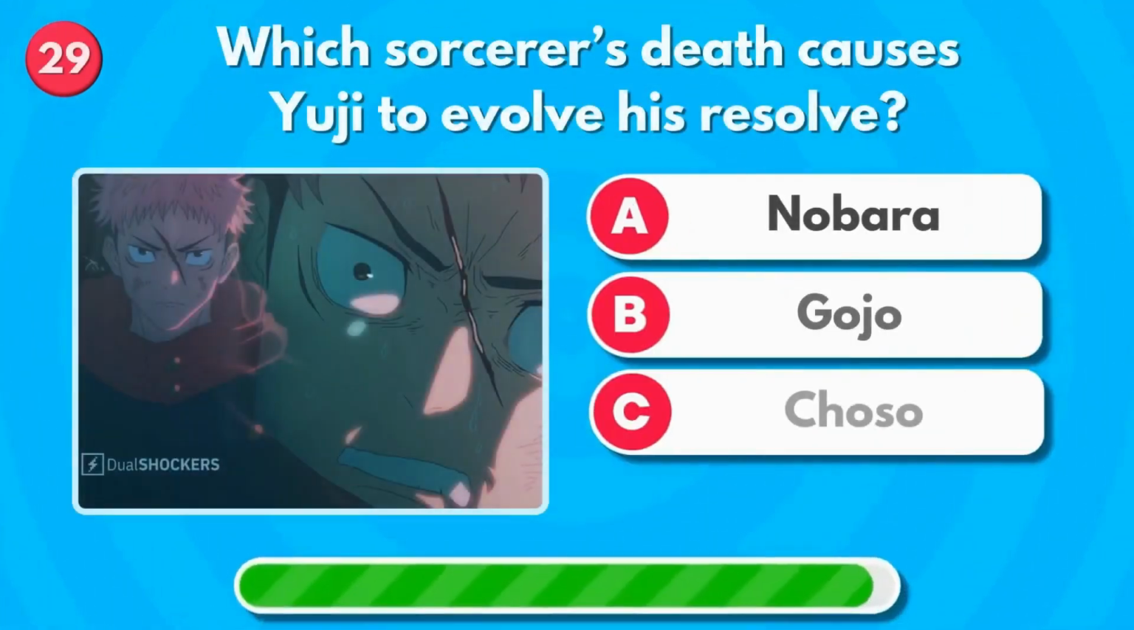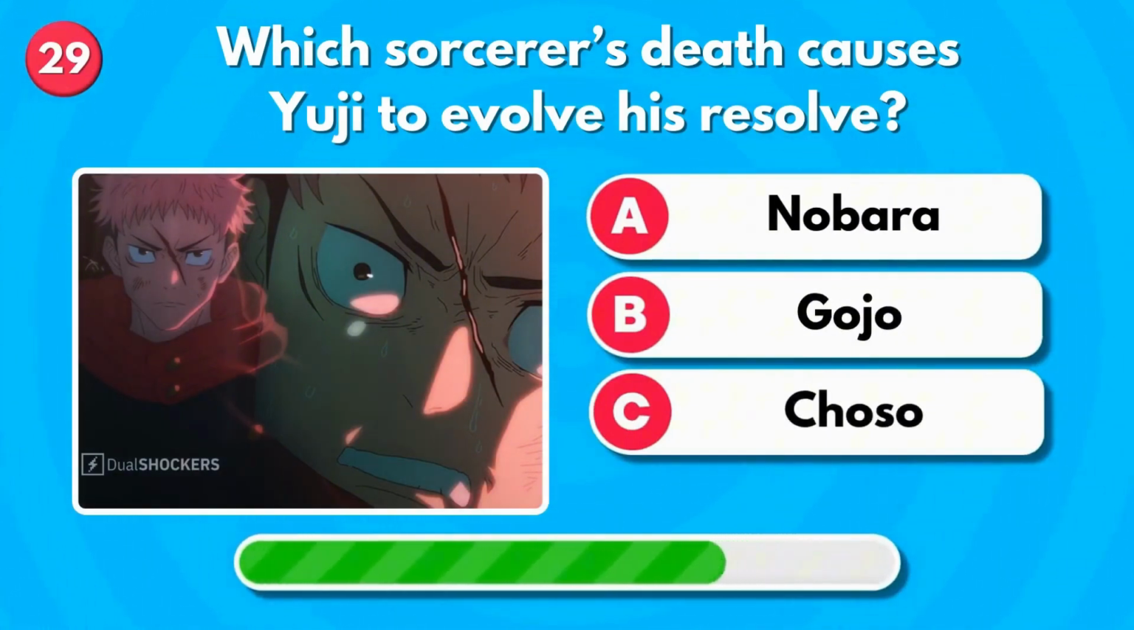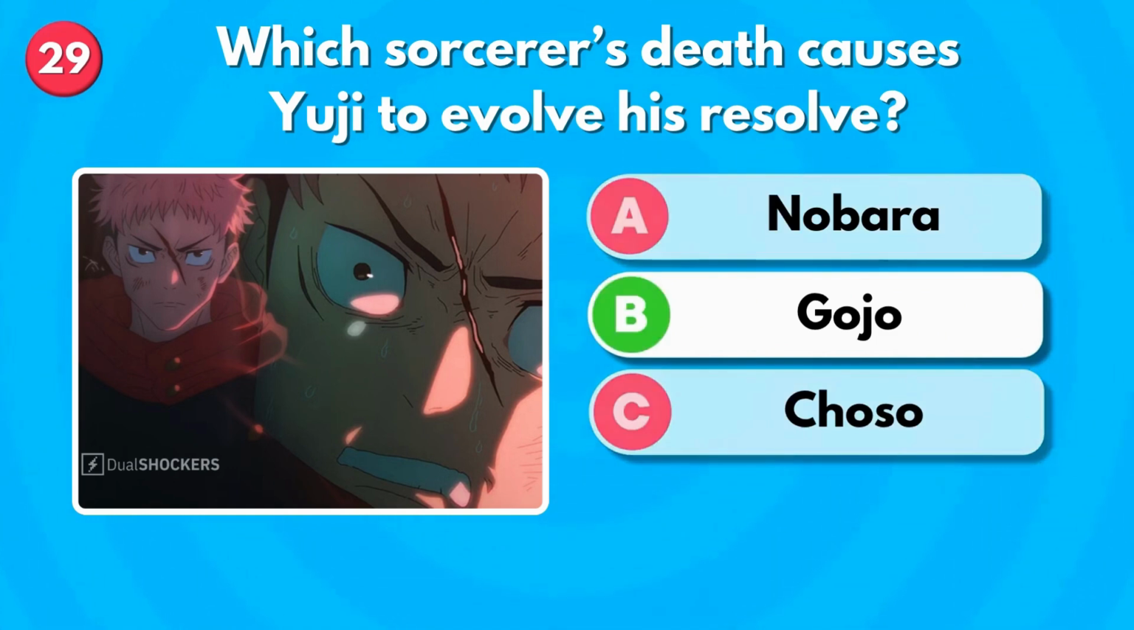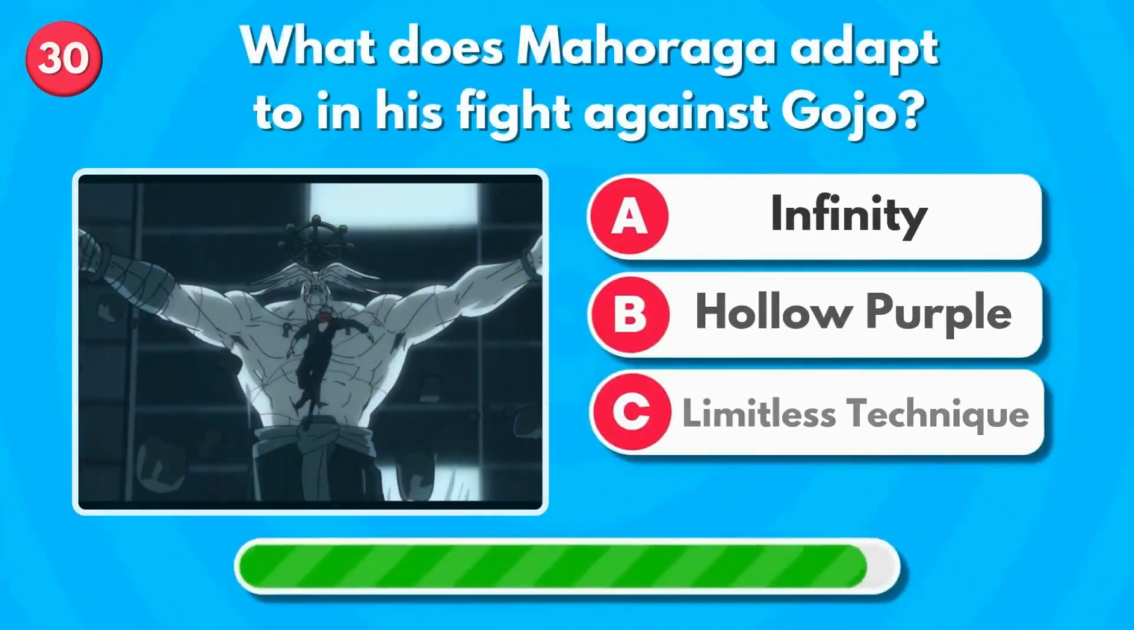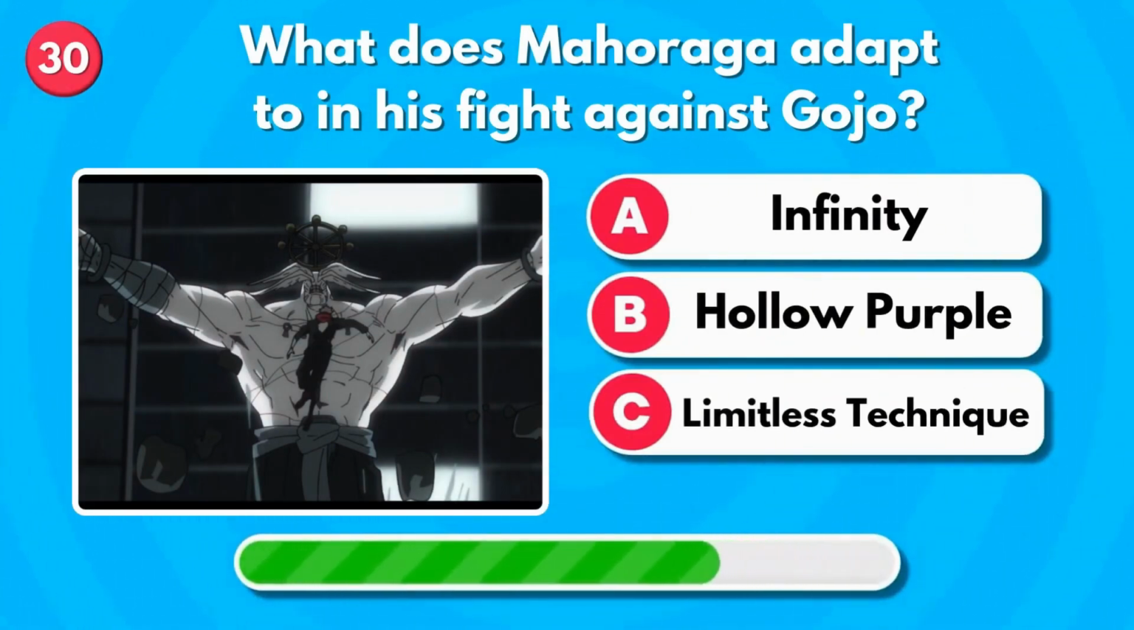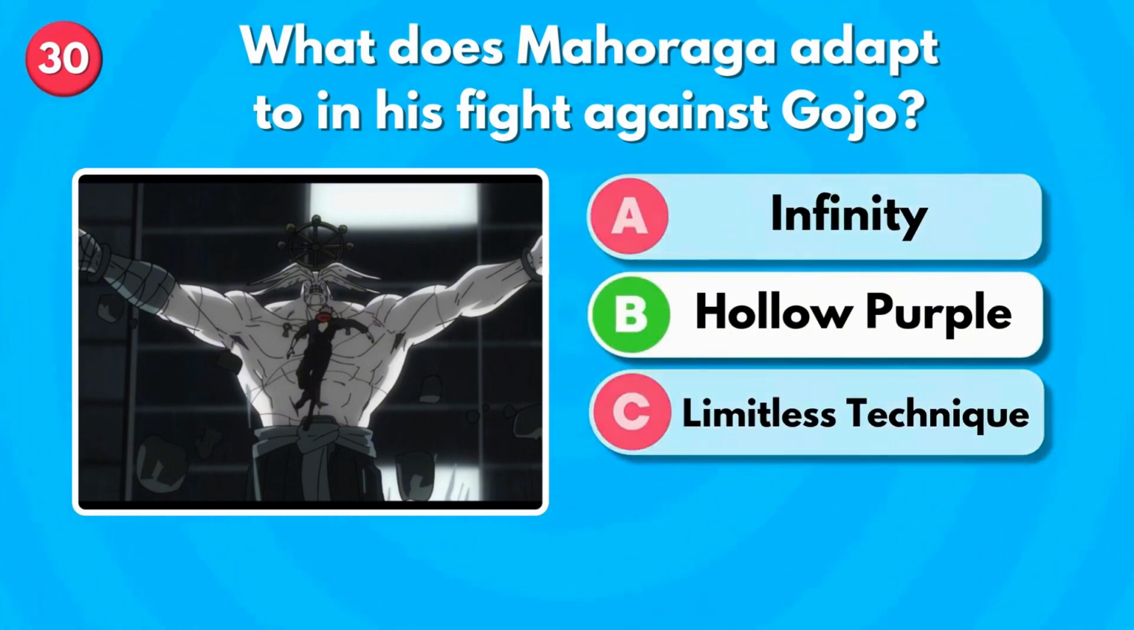Which sorcerer's death causes Yuji to evolve his resolve? Gojo. What does Mahoraga adapt to in his fight against Gojo? Hollow Purple.